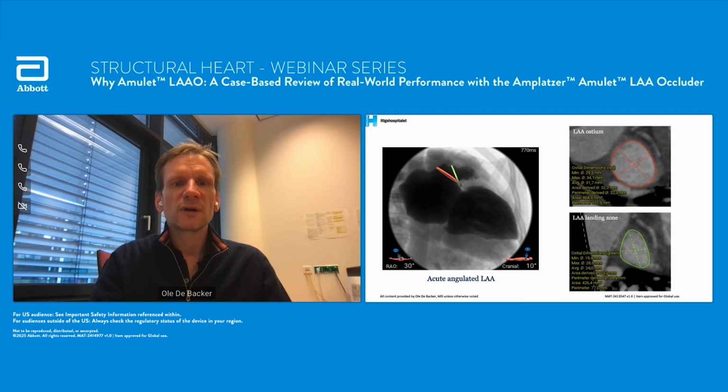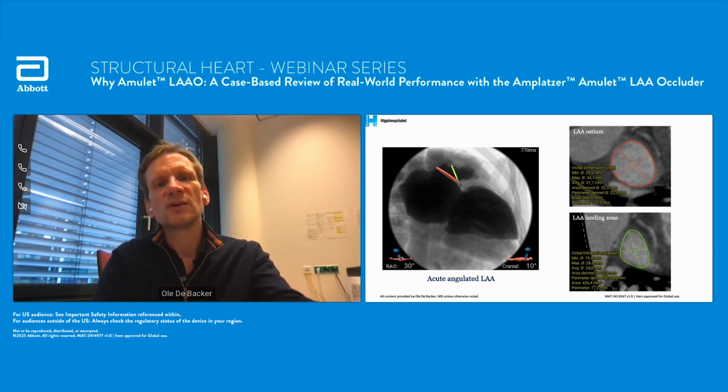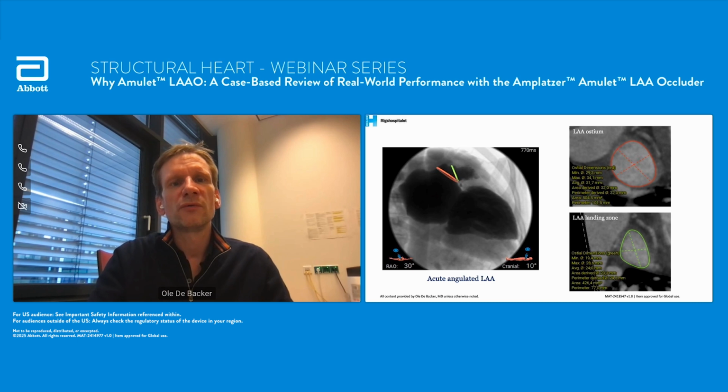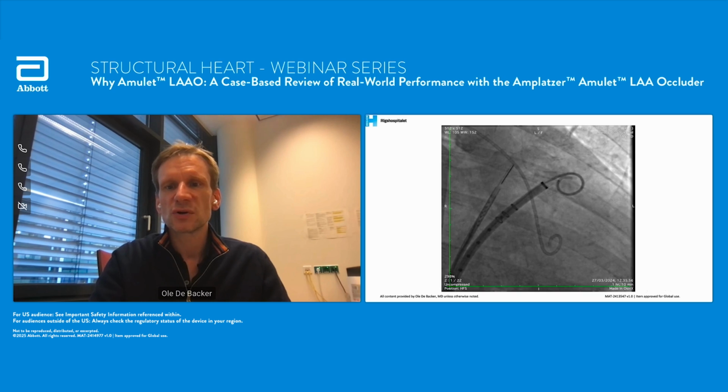So going further, some examples of also acutely angulated LAAs done with Watchman Flex. Again, here you see it's almost no landing zone. It's very acutely angulated. So then you already know you either have to go really deep into the appendage and leave some proximal part uncovered, but the problem is that there are also some trabeculae, or if you want to go really proximal, the problem is that you have a very shallow LAA. It's not very deep there. So you see the struggle here.